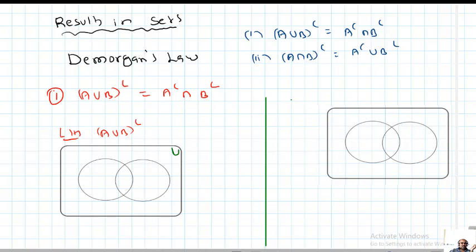Observe here. This is set A. This is set B. Both are circles only. This is also the same. These two figures have equal areas.